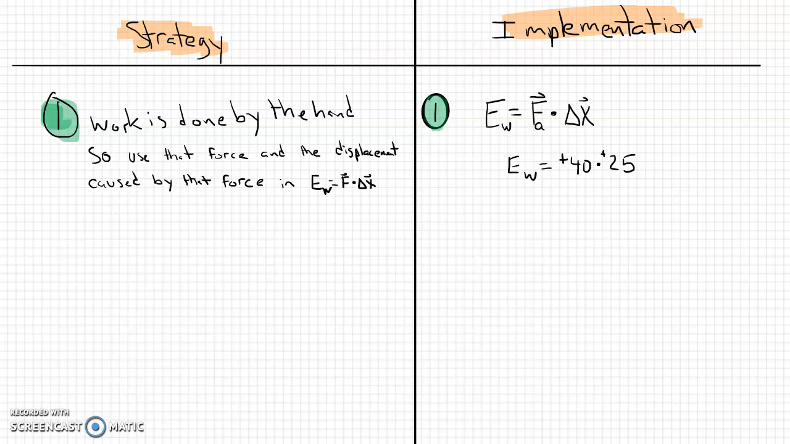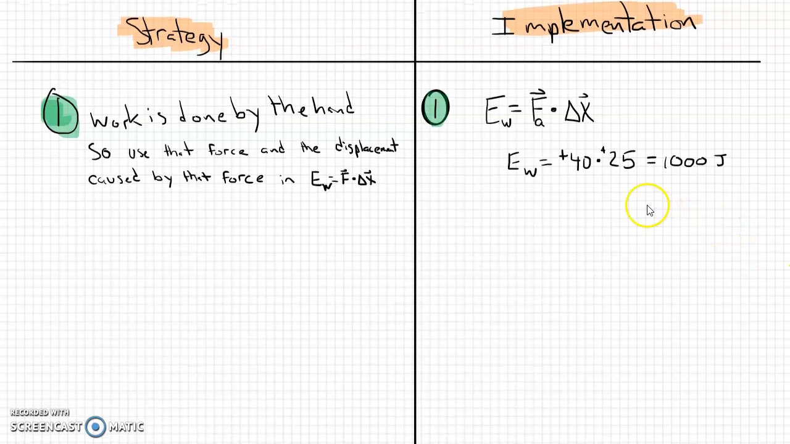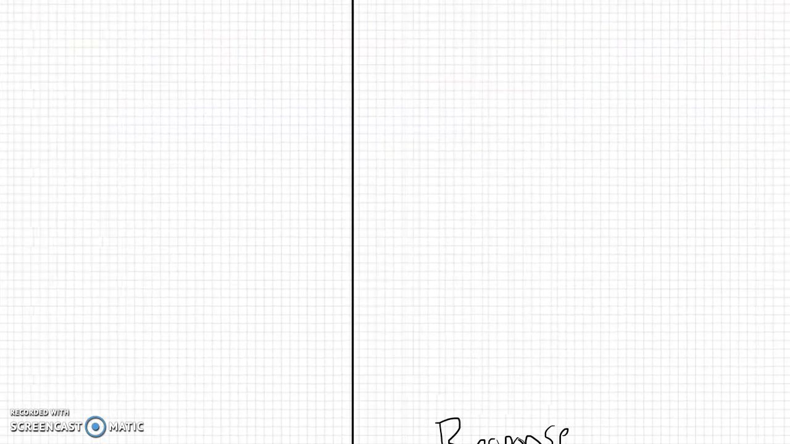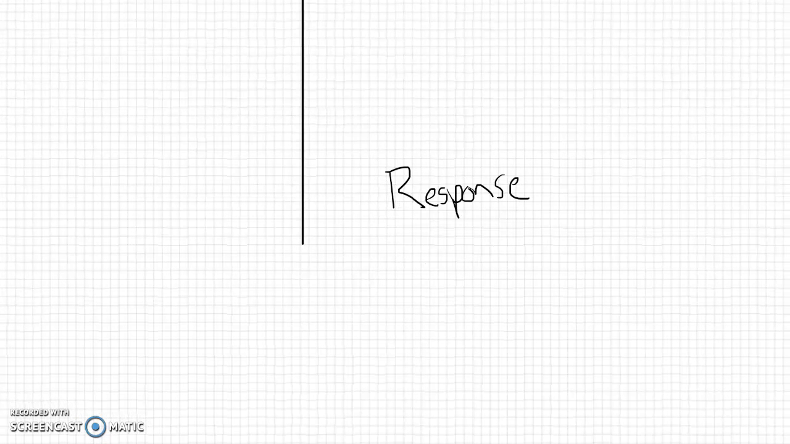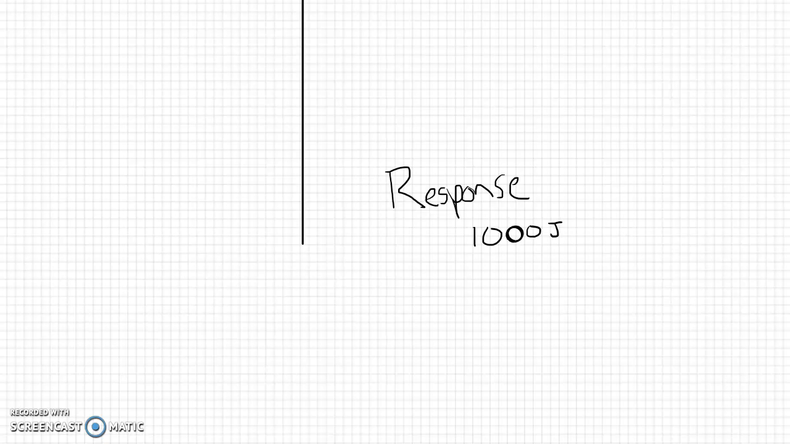I guess I'll lift the units out. And when you actually end up doing the math of this, 40 times 25 is actually going to give you 1,000. And the units for work is in joules. As long as you have your force in newtons and your distance or displacement in meters, you're going to get joules. So to respond to this particular problem, the work done in this particular problem is going to be 1,000 joules.